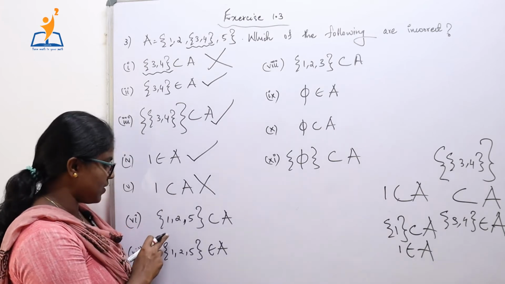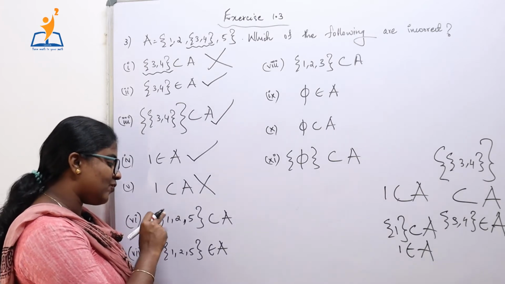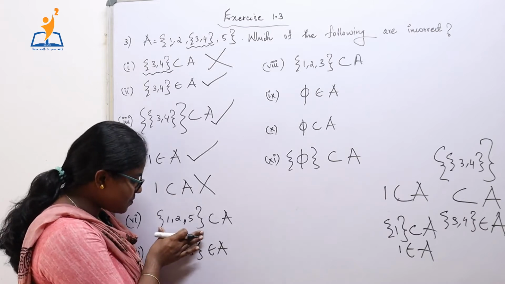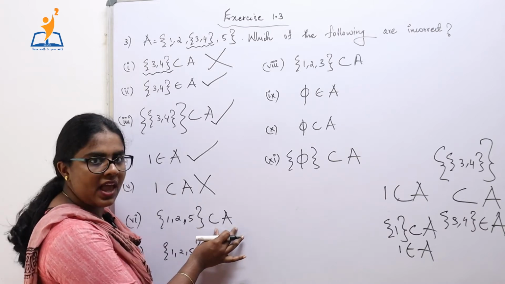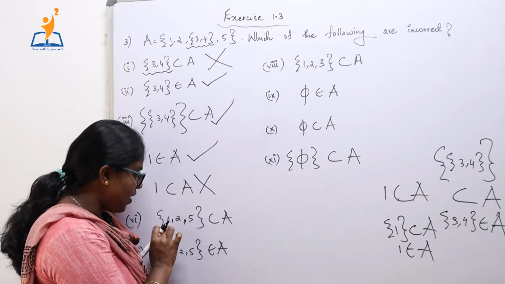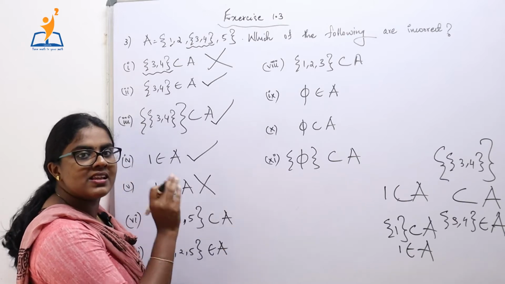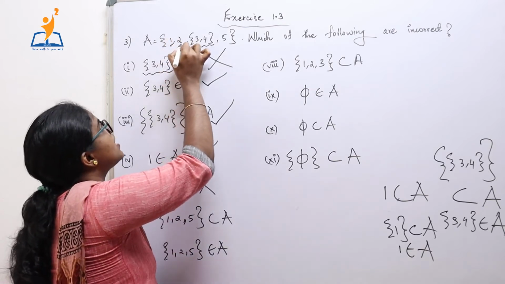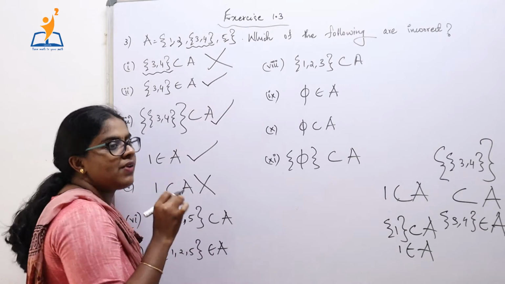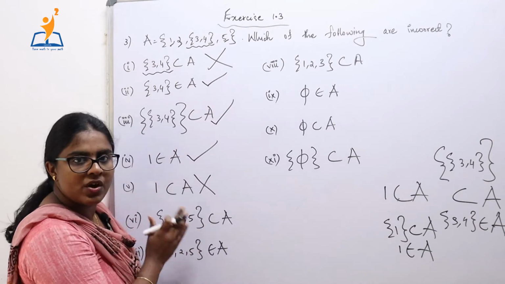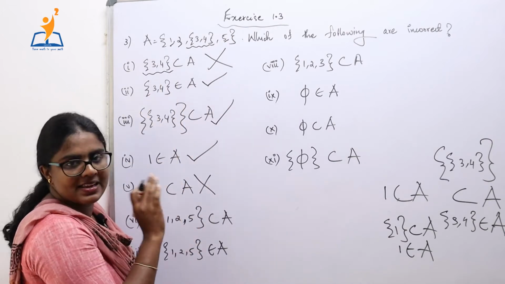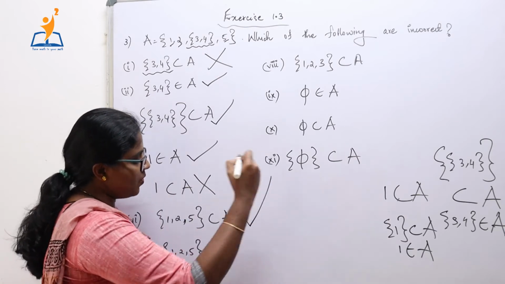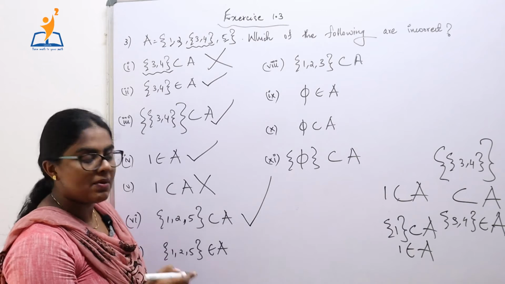Moving on to the next one, that is the set containing 1, 2 and 5 is a subset of A. To check whether this particular set is a subset of A, we have to check that 1, 2 and 5 are present in the set A or not. Let's check. Here we have 1, here we have 2 and here we have 5. All the 3 elements, that is 1, 2 and 5, are present in set A. So this particular set is a subset of A. So this is a correct statement.